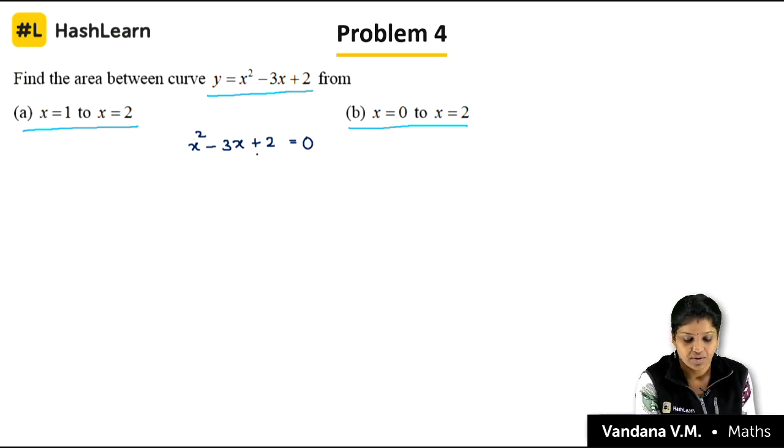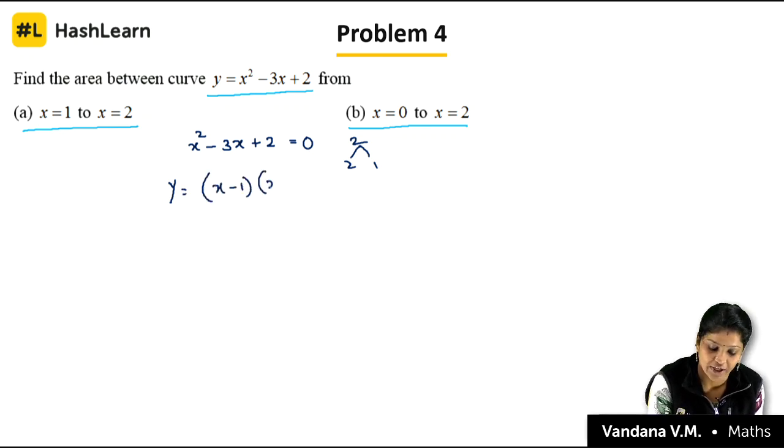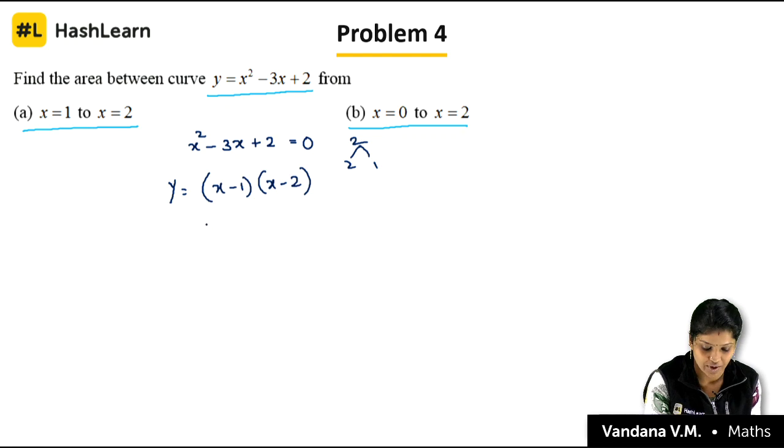Solve this, children. If you multiply, you should get 2. If you add, you should get 3. So what are the equation y is equal to? This can be written as x minus 1 into x minus 2. So x values. X value is equal to 1, x value is equal to 2.